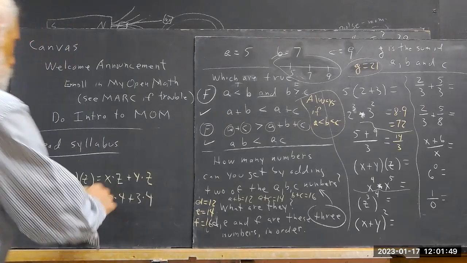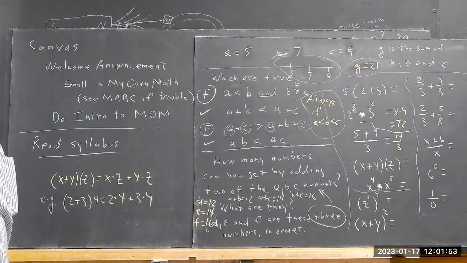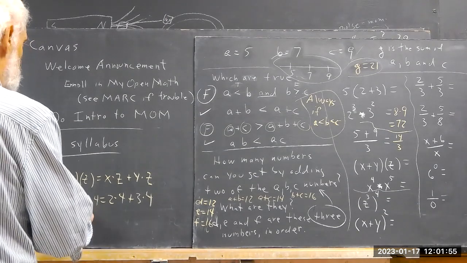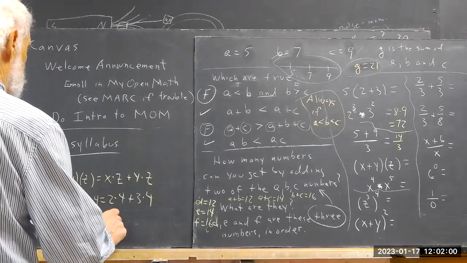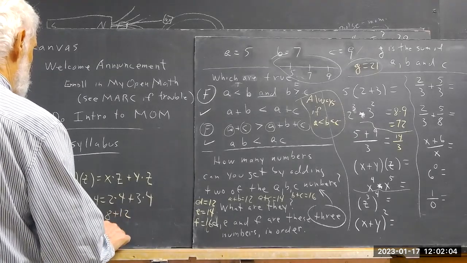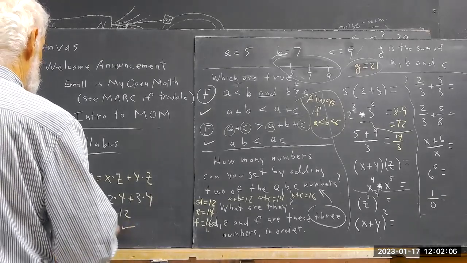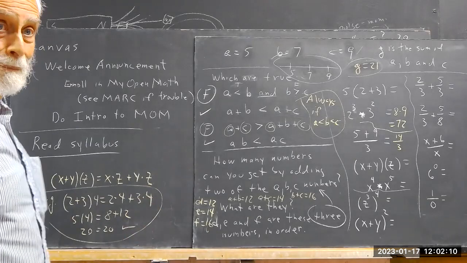2 plus 3 times 4 is 2 times 4 plus 3 times 4. Well, 2 plus 3 is 5. That says that 5 times 4 equals 8 plus 12. 20 equals 20. That verifies it for these numbers.